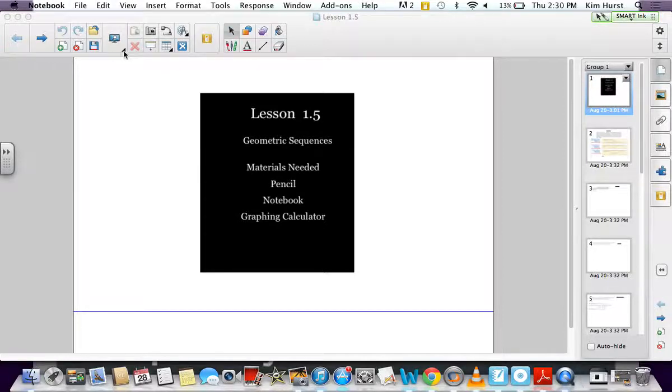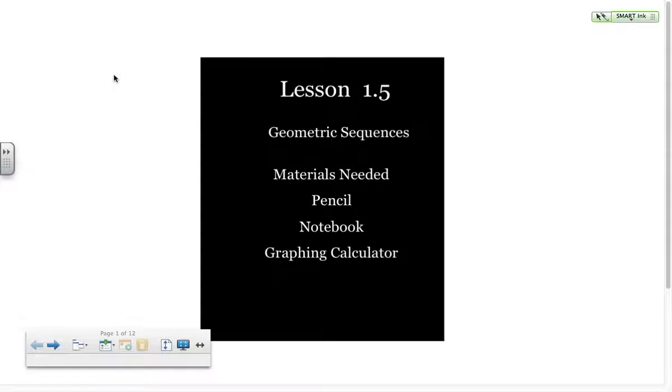Okay, folks, 2 more lessons in this unit. And today we're going to talk about geometric sequences. Geometric sequences are a little bit different than arithmetic sequences. They follow a different kind of pattern. So the goal today is to figure out what a geometric sequence is and how it works. So make sure you have your pencil, your notebook.